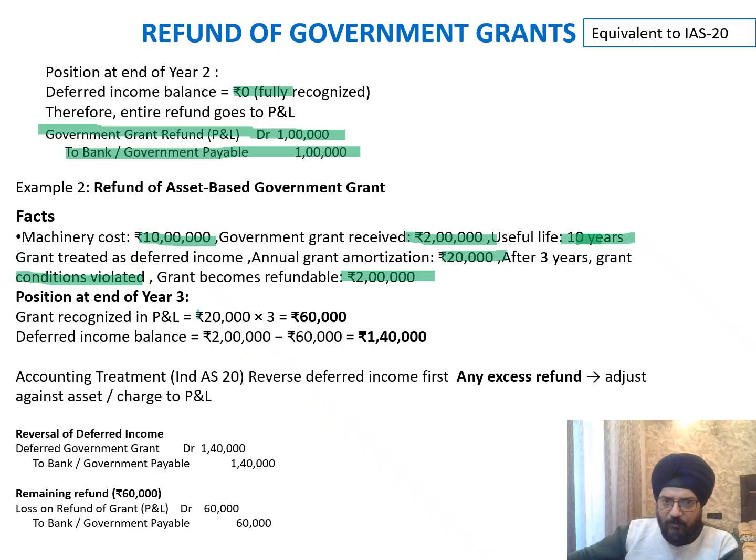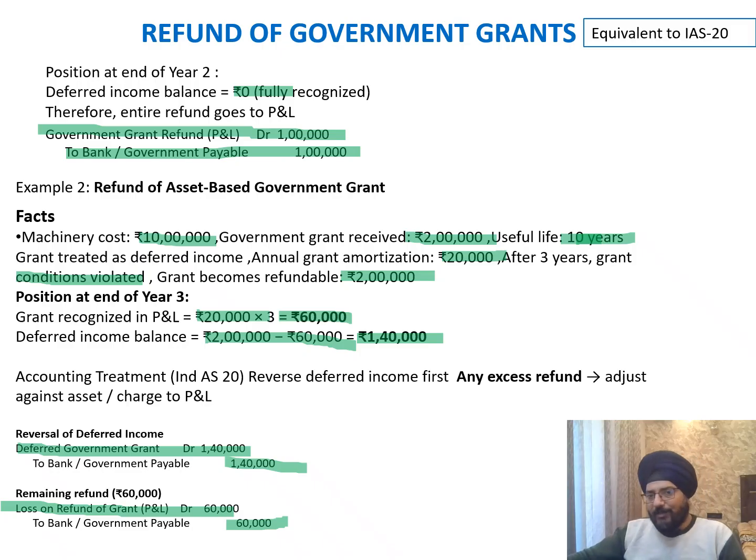We have recognized 20,000 into 3, which is 60,000, till 3 years. Deferred income balance is 2 lakh minus 60,000, which is 1 lakh 40,000. So there are two entries that we need to do. Deferred income would be debited by 1,40,000 and bank would be credited by 1,40,000. And because we have already credited 60,000 in the earlier years, we have to debit that to P&L and credit that amount to the bank account. So this is how the treatment would happen for the grant received for assets. So we are going to move to the next slide.